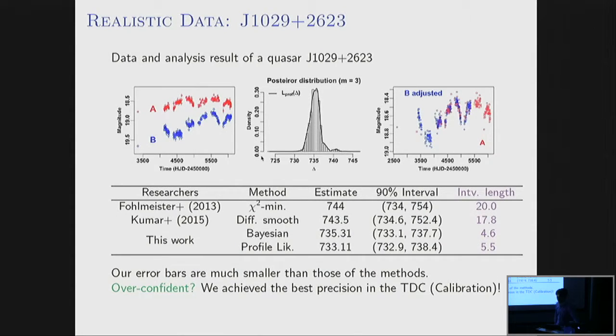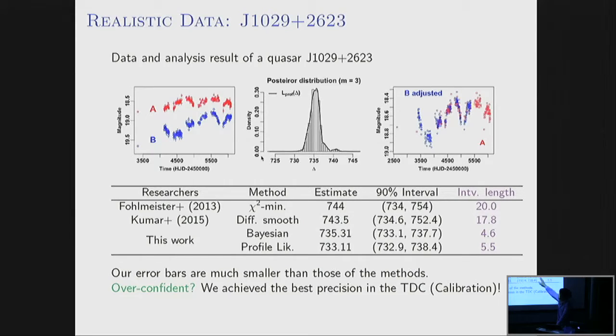So I also prepared a real data example, which is for Quasar Z1029 plus 2623. This quasar is known to have the second largest time delay. We ran our model, obtaining profile likelihood, running our Bayesian method, and magnifying the mode. And we also check our estimate, the posterior mean, by adjusting the time series B. Seems like they are reasonable. But in real data, we don't know the truth.